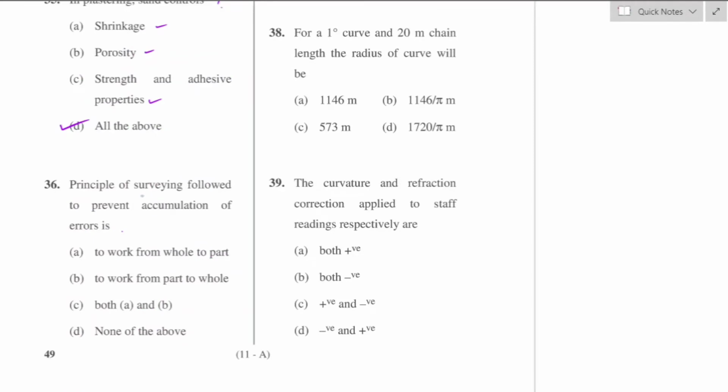Question number 36. Principle of surveying followed to prevent accumulation of error. So to prevent this accumulation of error, the principle of surveying adopted is working from whole to part. Option A is the right answer.